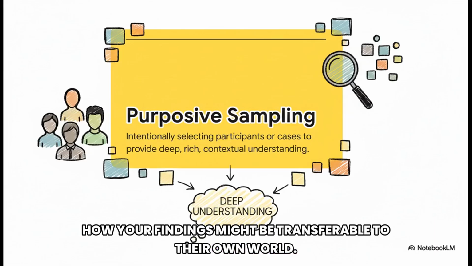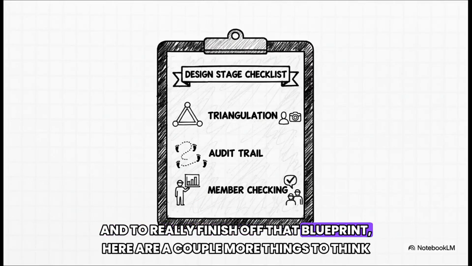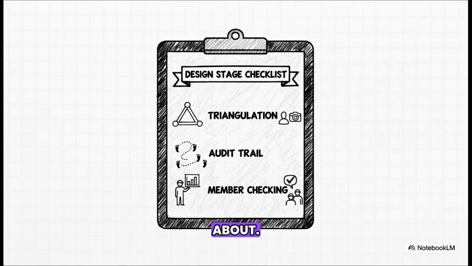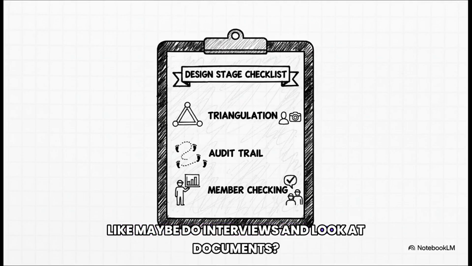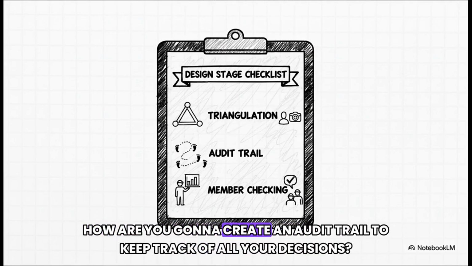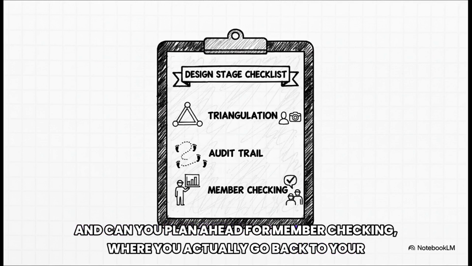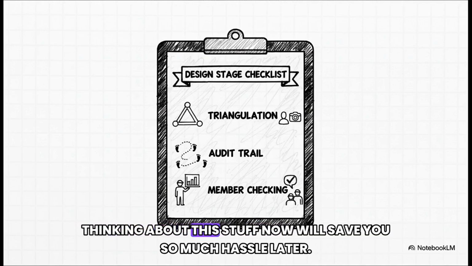And to really finish off that blueprint, here are a couple more things to think about. Are you going to use triangulation, like maybe do interviews and look at documents? How are you going to create an audit trail to keep track of all your decisions? And can you plan ahead for member checking, where you actually go back to your participants? Thinking about this stuff now will save you so much hassle later.